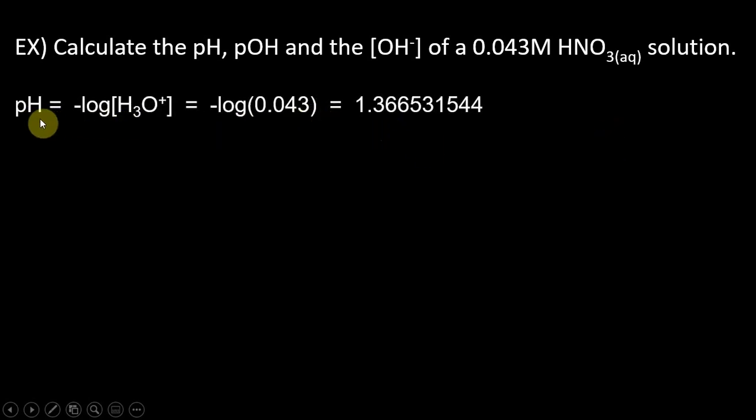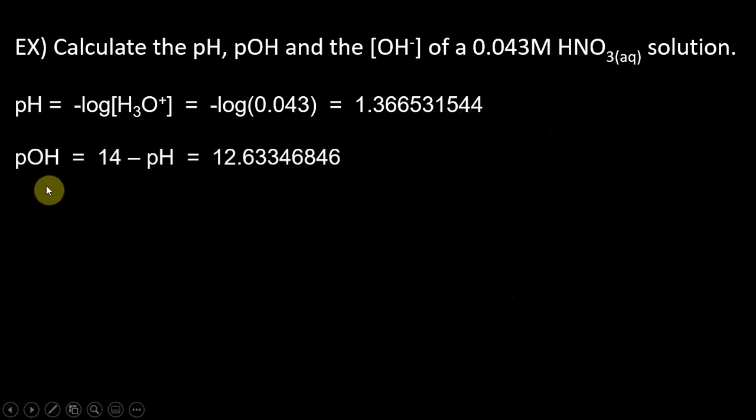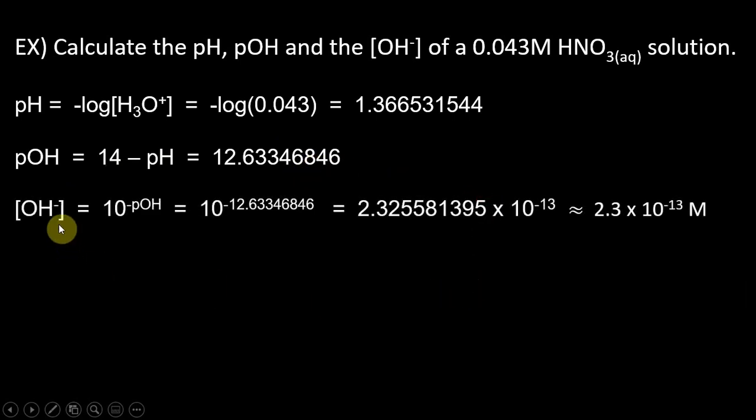And so the pH is easy to figure out. Negative log of this concentration is equal to 1.366531544. Okay, pOH is equal to 14 minus this value, which is going to be 12.63346846. The concentration of the hydroxide ion is 10 to the minus pOH, which is going to be 2.3 times 10 to the minus 13.